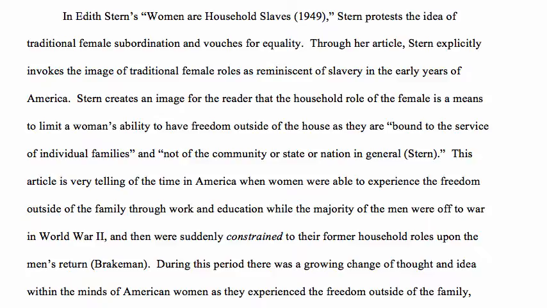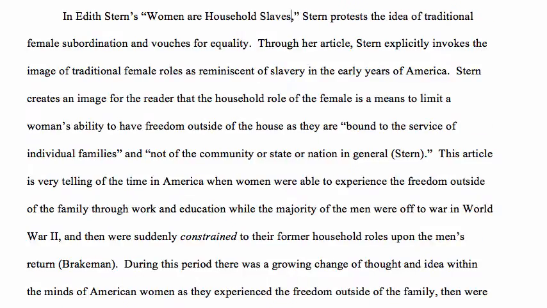So remember, the first thing we want to see is a topic sentence that uses both terms. So I see both terms here: traditional female subordination and ideals of equality. So she's got both terms, and she tells us what her artifact is and provides a date for her artifact. And actually, that date should be outside the title of the artifact. So that would be better if it were like this.